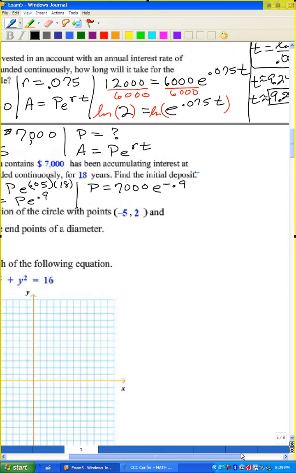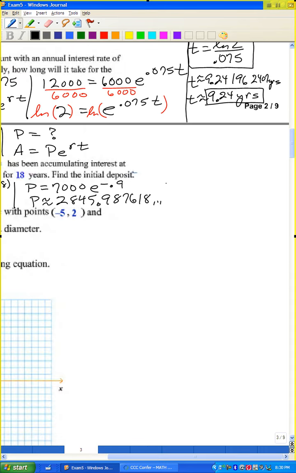And so this is approximately, well, let's see. 7,000 times e to the negative 0.9 is 2845.987618, etc. And so this is approximately, since we are talking about dollars, we round to the nearest penny, $2,845.99. So that's our initial deposit. Okay.